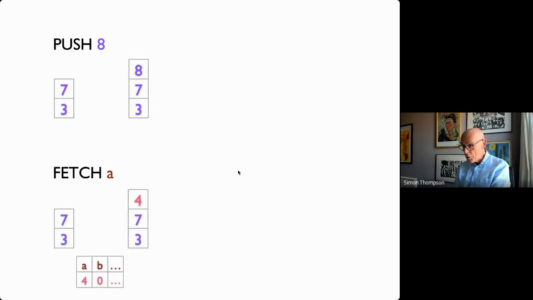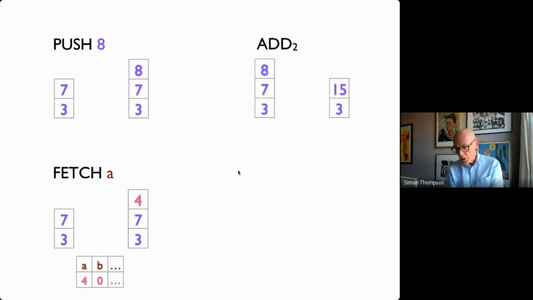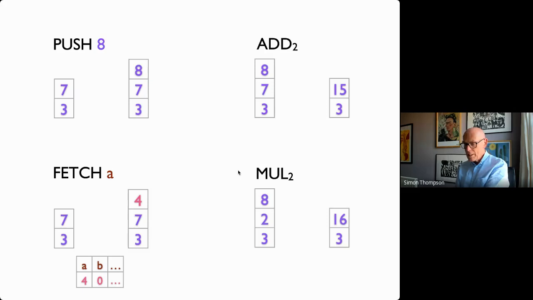We've got an instruction fetch, which takes the value of a variable from an environment, which is a high level of abstraction for the store of a computer. So if we perform fetch A, it looks up A in the store, finds its value is 4, and puts that on the top of the stack. Then the addition instruction takes the top two elements off the stack, adds them together, and puts the result on top. So it takes 8 and 7 off the stack and replaces them with 15. You can imagine that mul takes the top two elements off the stack and replaces them by their product, so 8 and 2 get replaced by 16. So those are the four instructions. The program works with a stack of numbers which can grow and shrink according to those four kinds of instruction.